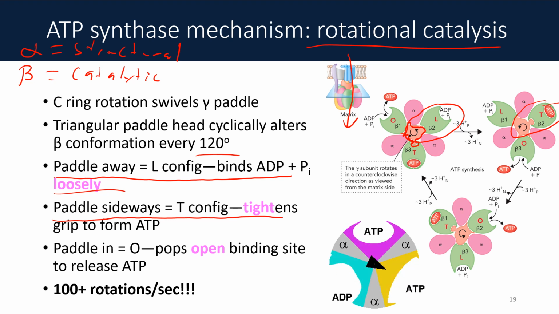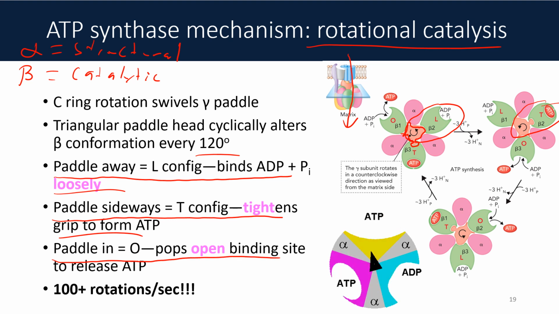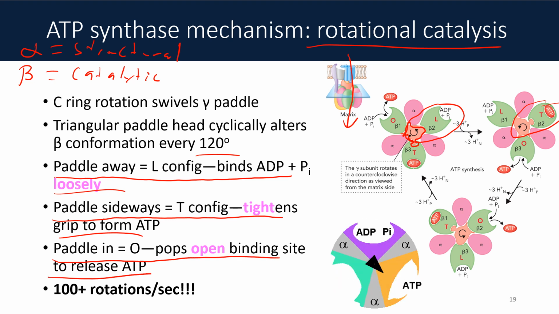And that squeeze of the grip is going to impart the mechanical energy required, so to speak, to force the Pi onto the ADP, giving us ATP. Hooray, we've made it. Now we need to loosen our grip again, open up, and release our product. So the paddle is going to turn a third time, the final 120-degree rotation.